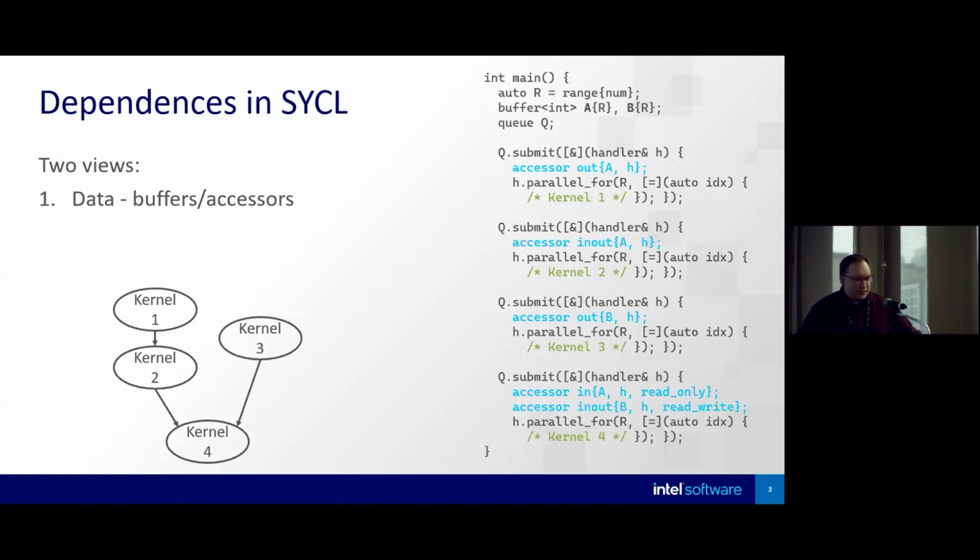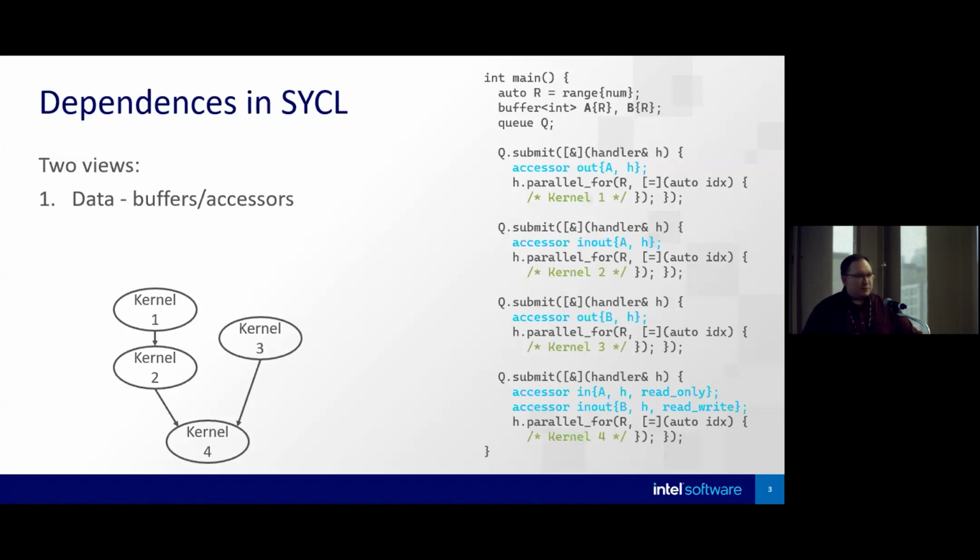So we submit kernel 1. It's going to produce some data inside buffer A. Then we're going to submit kernel 2. It's going to take that data kernel 1 produced and make some modifications to it. Then kernel 3 comes along. It's unrelated to buffer A at all. It's going to shove some data in buffer B. And then finally, kernel 4 is going to read in A and B and produce some new stuff in B. So we wind up getting a DAG that looks kind of like this.